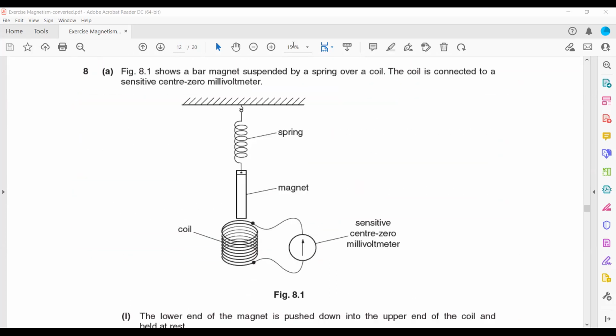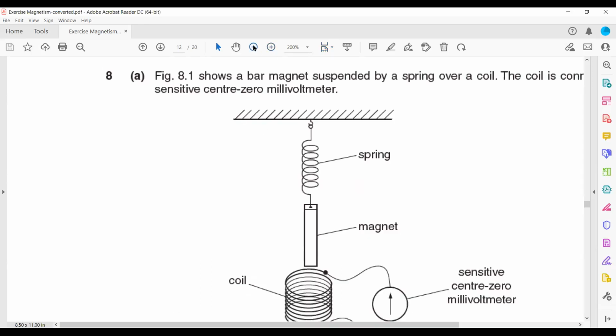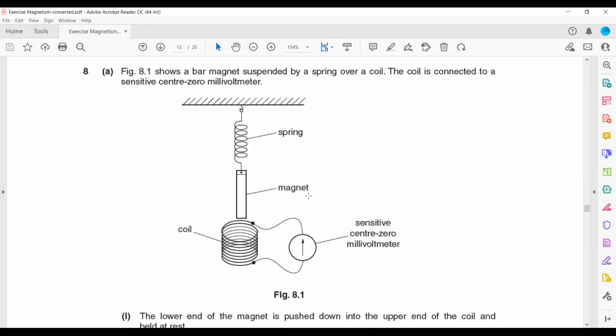Another question: figure 8.1 shows a bar magnet suspended by a spring over a coil. The coil is connected to a sensitive zero-centre millivolt meter. So basically, a magnet is placed here. When we stretch this spring and release the magnet, the magnet will vibrate, moving up and down. As a result, there will be a change in magnetic field, and due to this change in magnetic field, there will be an induced current.